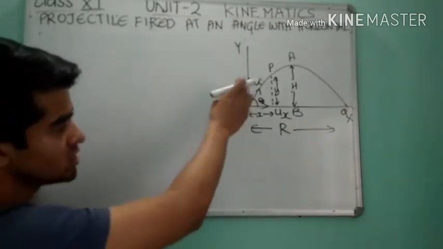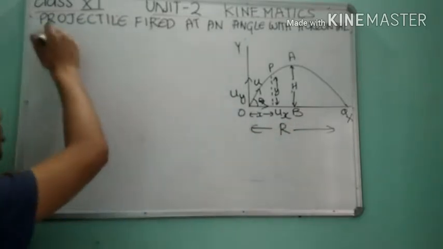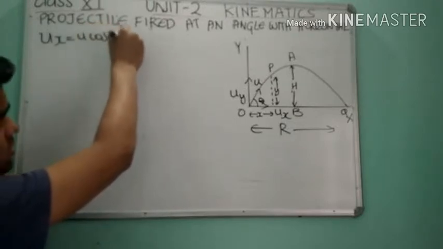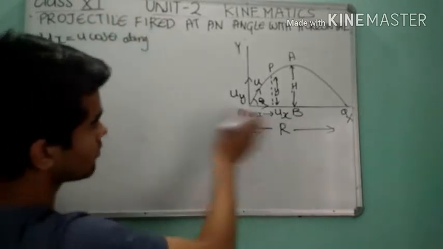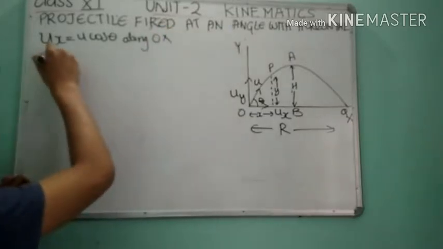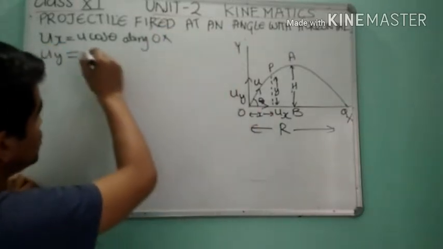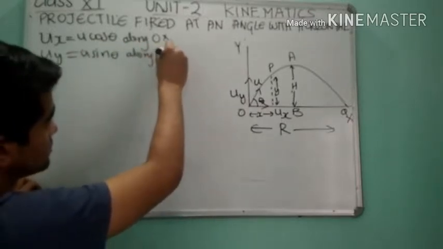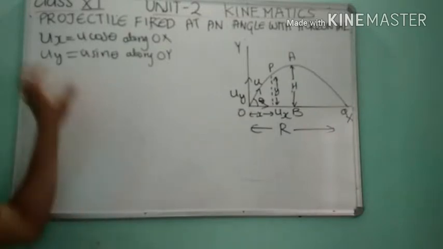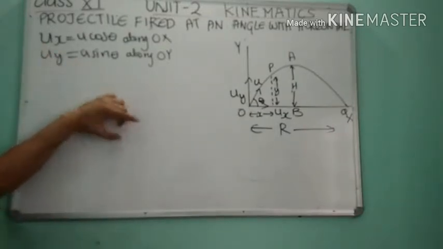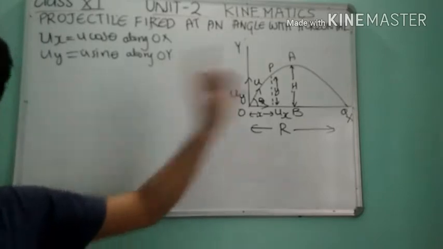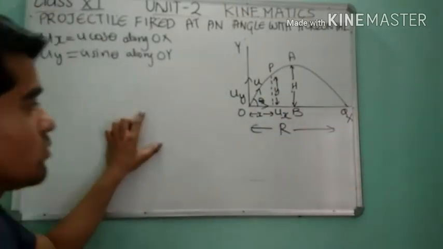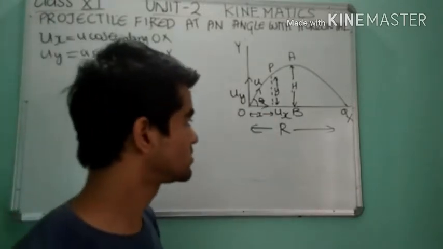So we can resolve the initial velocity into two components. The horizontal component ux will be u cos theta along OX, while the vertical component of the initial velocity will be uy, u sin theta, along OY. The horizontal component of the initial velocity will propagate the projectile in the horizontal direction, while the vertical component uy, equal to u sin theta, will propagate the projectile in the upward direction.